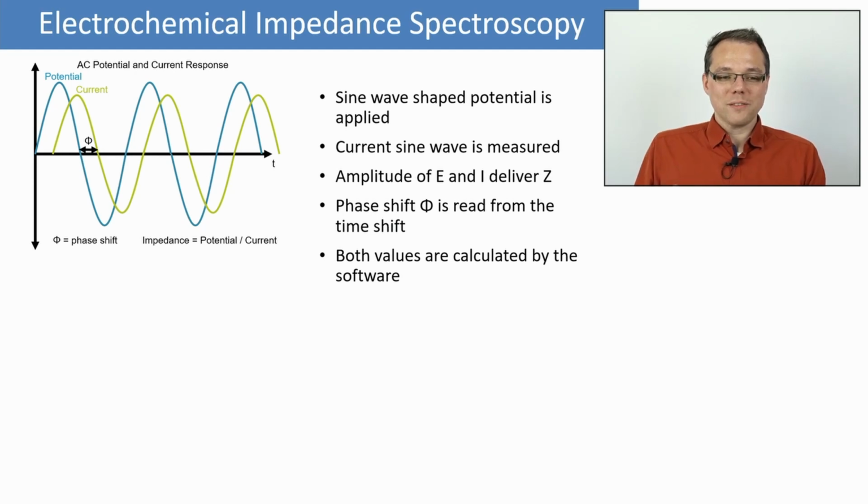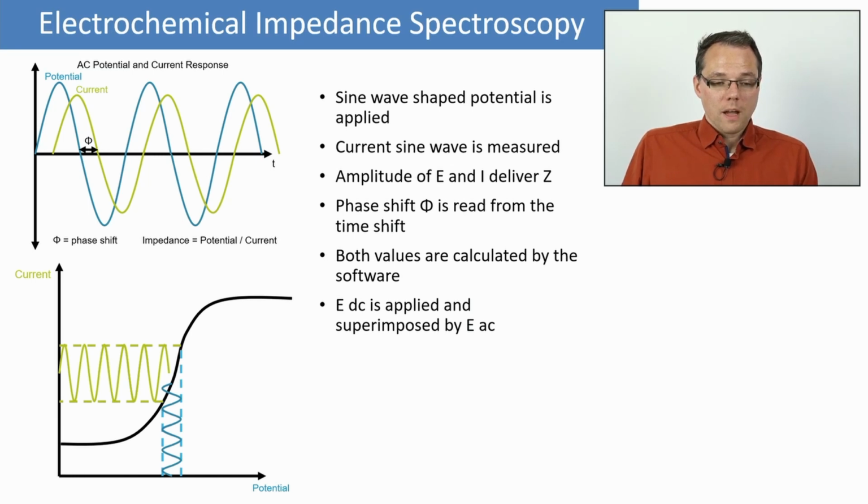You don't get the two waves? No, you immediately get the impedance and the phase shift. Usually what we do in electrochemistry is, because some people might know this technique from electronics, but in electrochemistry we need to superimpose this AC potential, this sine wave, on top of a DC potential that we are applying.